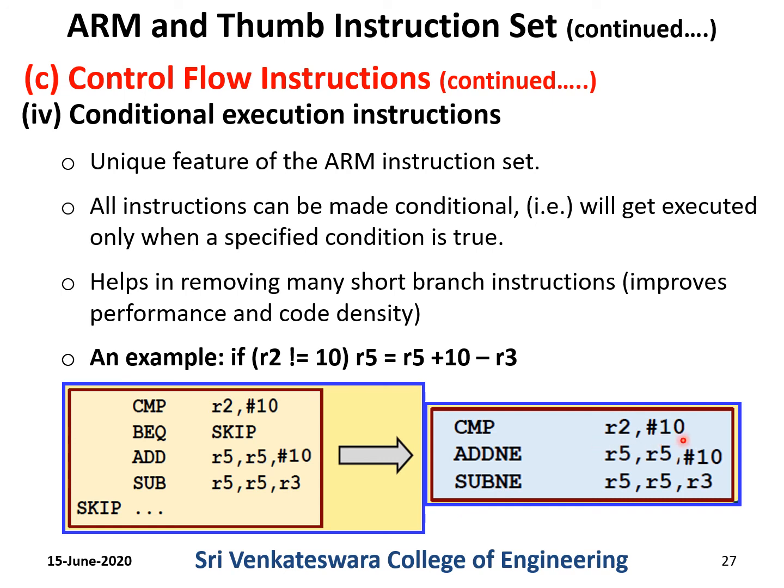If R2 is not equal to 10, then the Z flag will not be set. So when the add instruction checks whether the Z flag is set or not, if Z is not set, it is not equal, so this instruction will be executed. Similarly, the next sub instruction also will check the Z flag again, and this instruction will be executed. So this is how the performance of the program can be improved, as well as the code density.